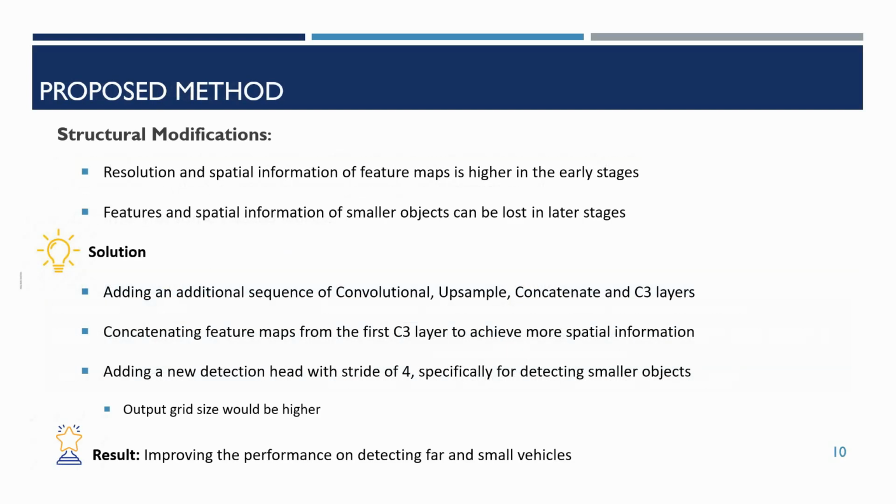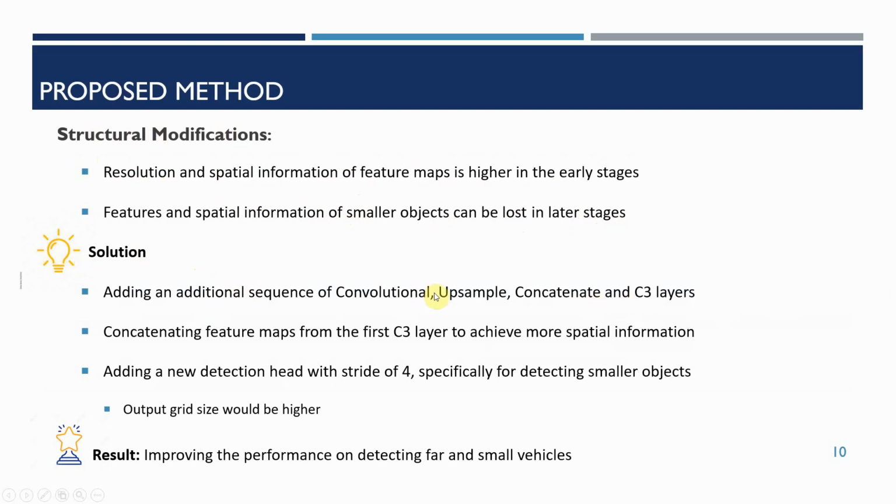Our proposed method can be broken into 2 general modifications. The first one is a structural modification. The resolution and spatial information of feature maps is higher in the early stages, but features and information of small objects can be lost in later stages because of pooling. Our solution was to add an additional sequence of convolutional, upsample, concatenate, and C3 layers to the neck.